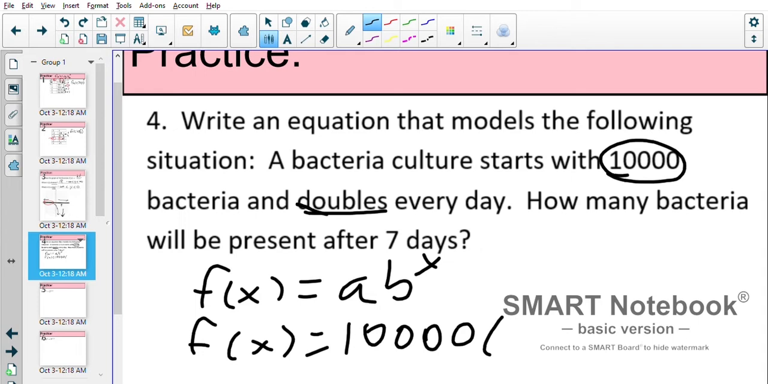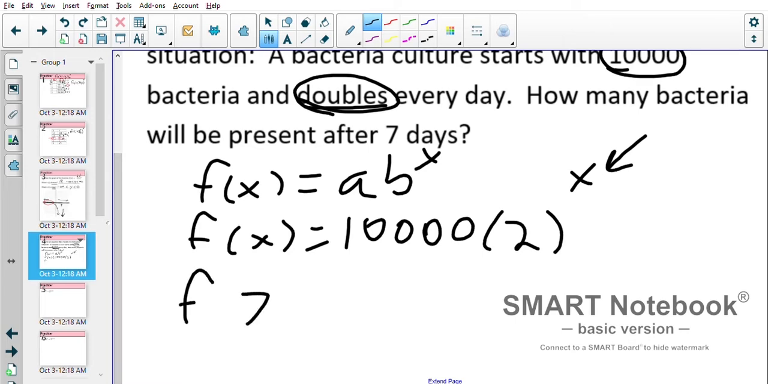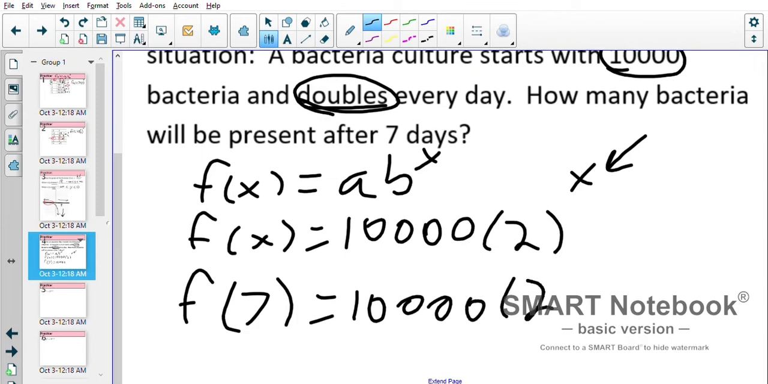B is our multiple. If we double, our multiple is 2, and our variable still is x. After 7 days, so the x represents our days, we're going to plug in a 7 there. That gives us f of 7 equals 10,000 times 2 to the power of 7. We're going to do that calculation here: 10,000 times, in parentheses, 2 to the power of 7. That gives us a total of 1,280,000.